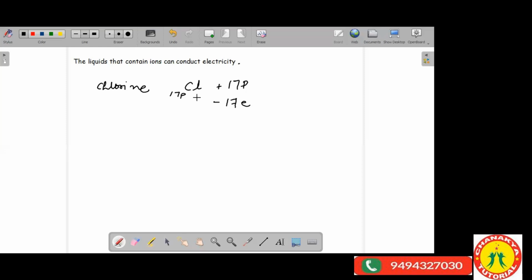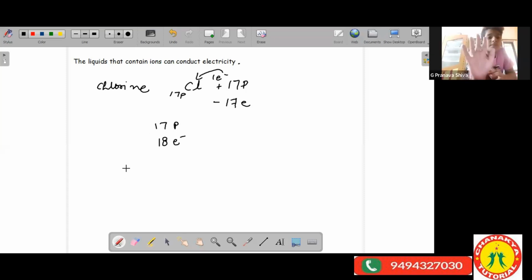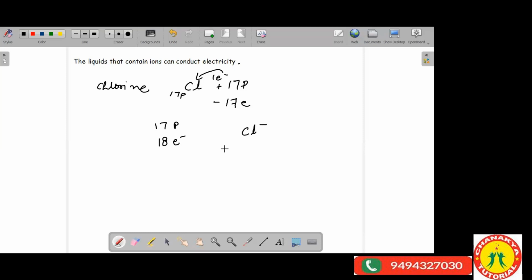But if this chlorine accepts one electron from somewhere, as we know electrons are negatively charged, then this chlorine atom would have 17 protons and 18 electrons. Then it will be negative. It will become chloride ion, Cl minus, and hence it will conduct electricity. If it is chlorine gas, Cl2, it will not conduct electricity. If it becomes an ion, then it will conduct electricity.